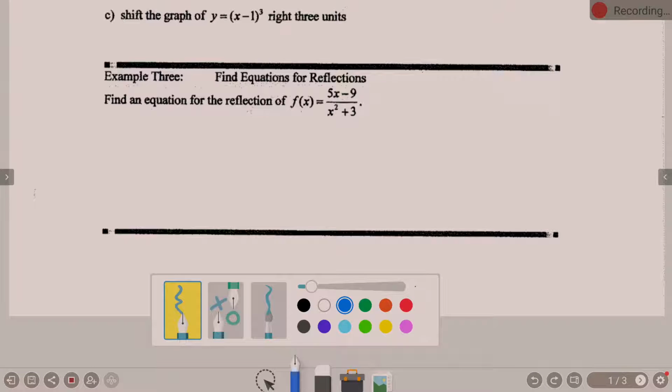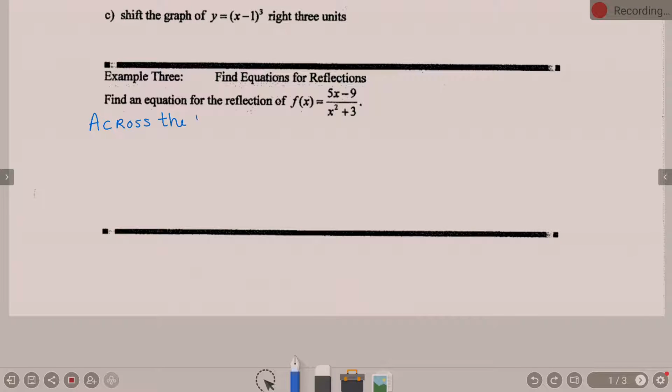Okay, we are picking up where we left off yesterday in lesson 1.6. I had already done across the x-axis, right? And so you have that in your notes. We talked about across the x-axis, the idea was negative f of x, right? And that's what you have up top in your notes. For this one, it's the negative times the fraction.